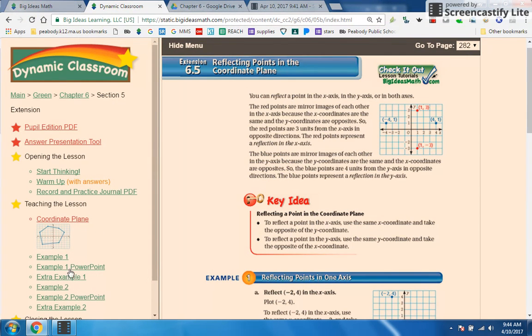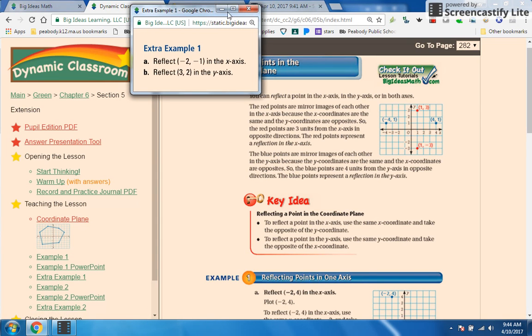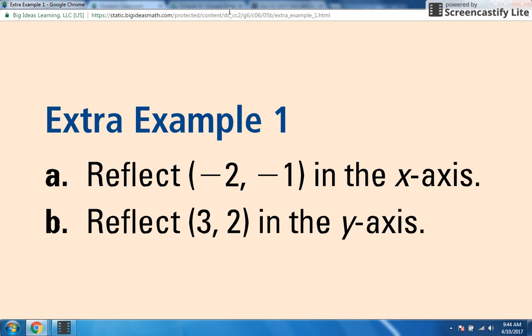Okay, so let me give you one of these to try. You might have to draw a little coordinate plane so you can do it, but I want you to pause and try these two. First one you're flipping over x, second one you're flipping over y.